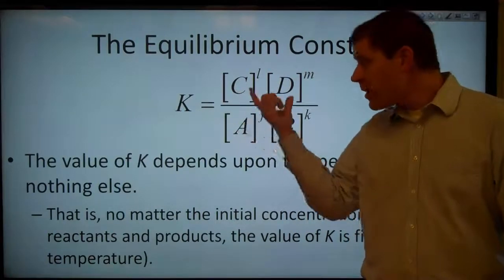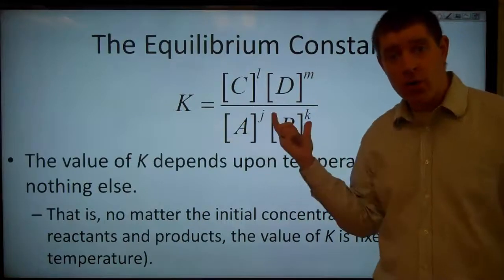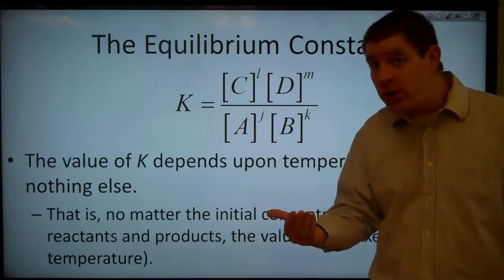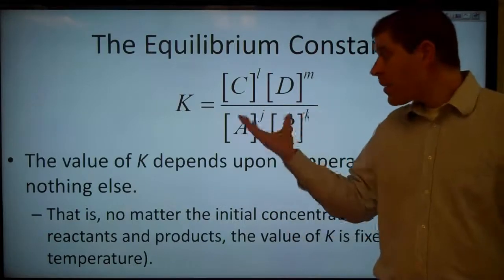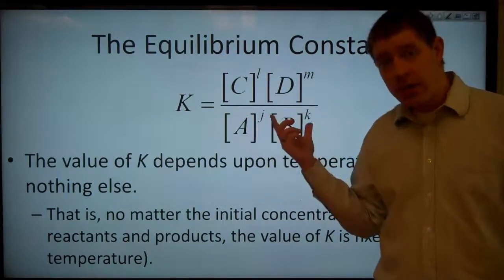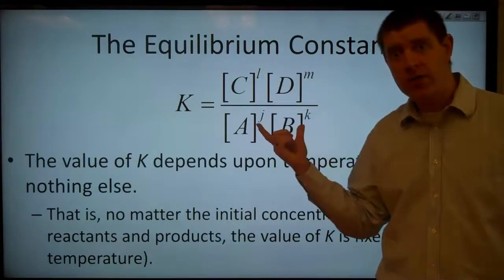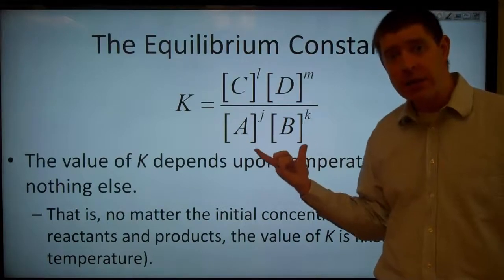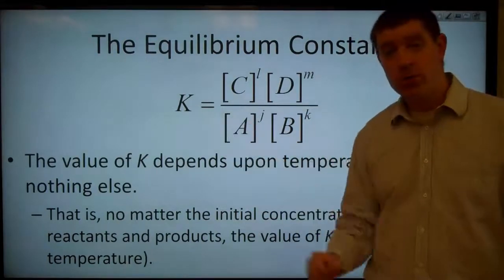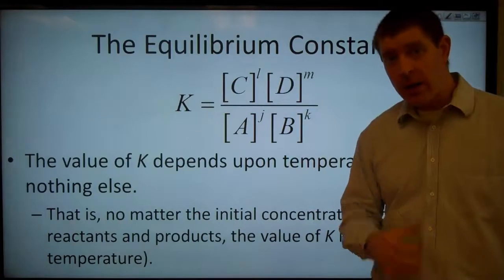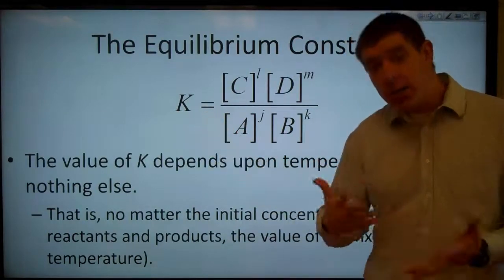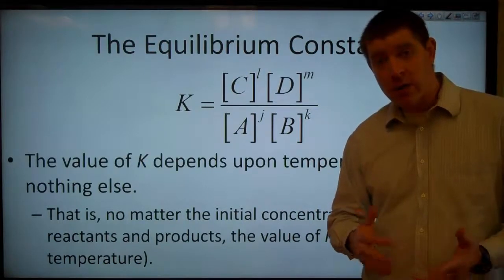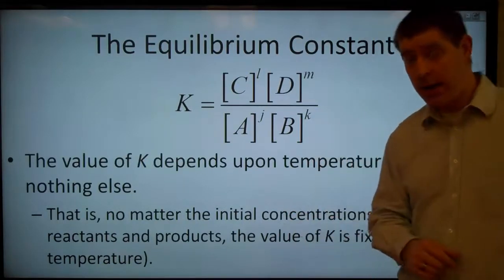it doesn't matter what our initial concentrations are, how much A, B, C, or D we start with, the value of K is the same. And that means that at equilibrium, no matter what amounts or concentrations of A, B, C, and D we started with, the value of this fraction, the value of this expression, has to be equal to some constant. Now again, the value of K can change with temperature. So when we're reporting the value of the equilibrium constant, we need to report what temperature we measured it at.